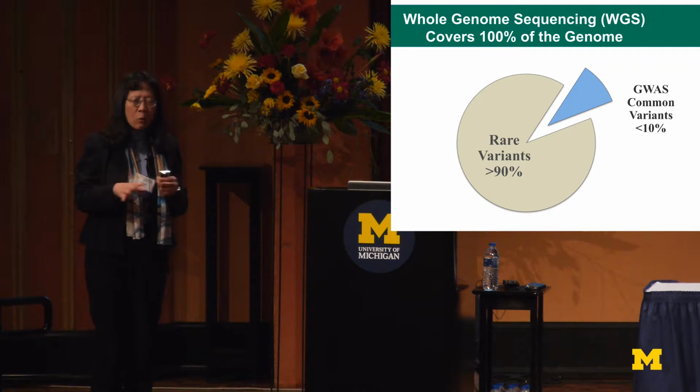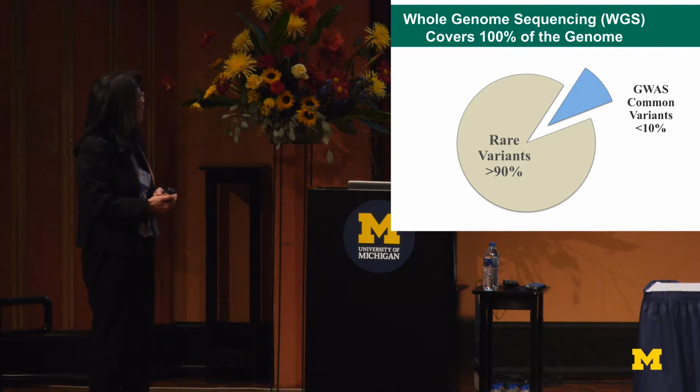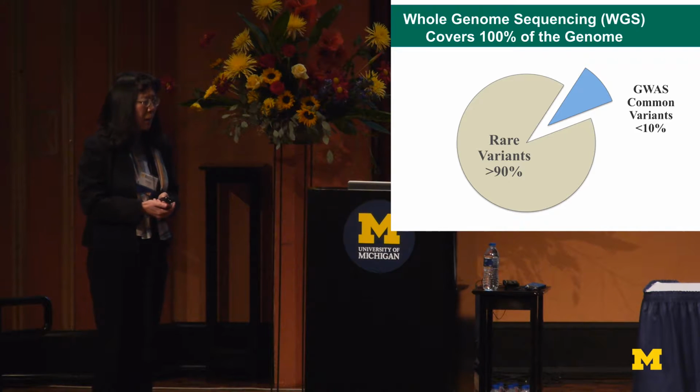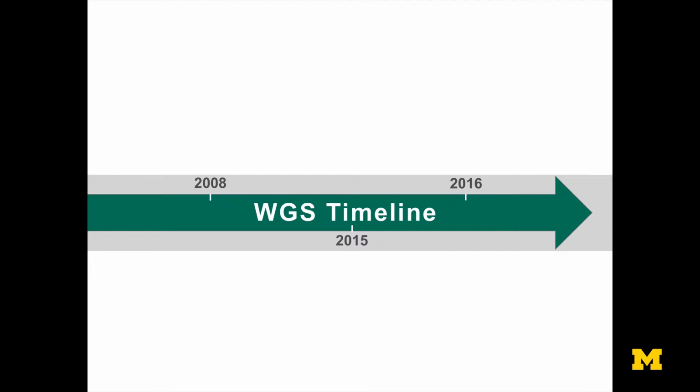After we do the whole genome sequencing, that's the whole genetic code, no more. And so 90% of the genome occupies the rare variants. And so that makes the analysis much more challenging.